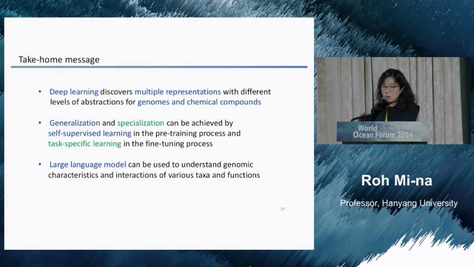So today I covered how deep learning can be used to understand microbiome data. Multiple representations can be recovered through deep learning. If there is a lot of data, for example, genomics or chemical data, then deep learning has high predictability or accurate rate of predictability.